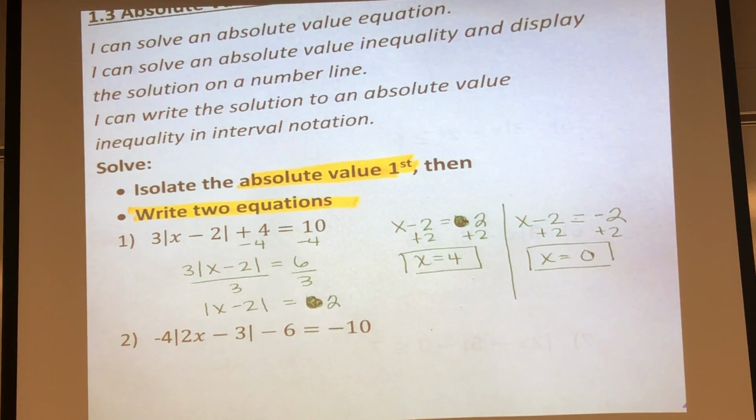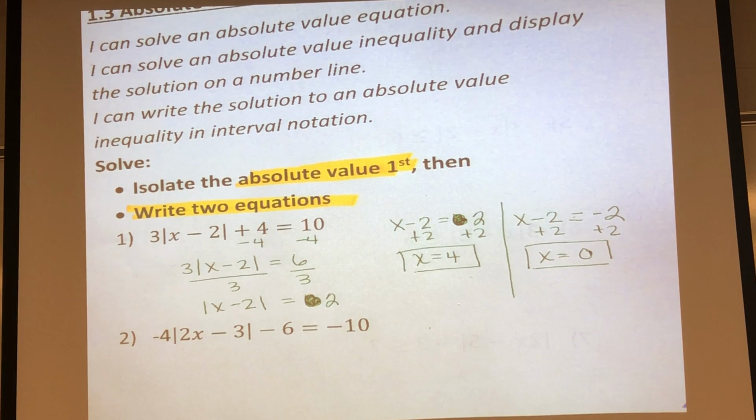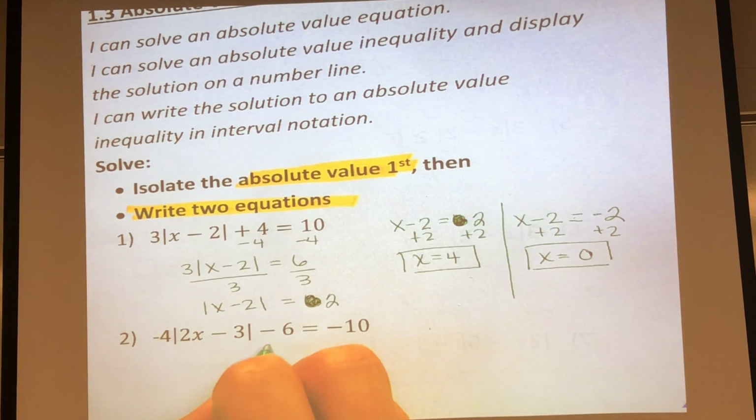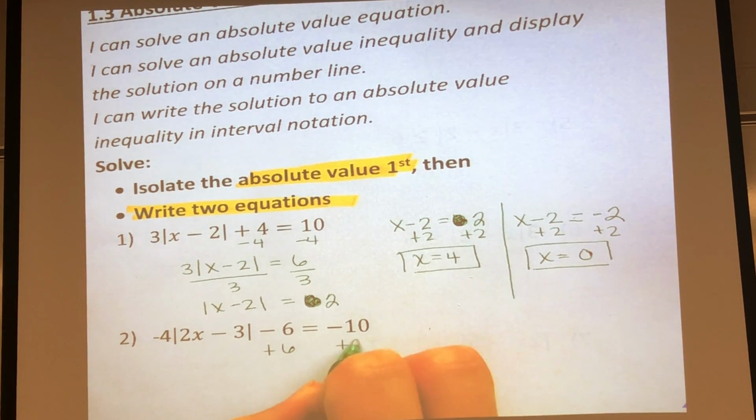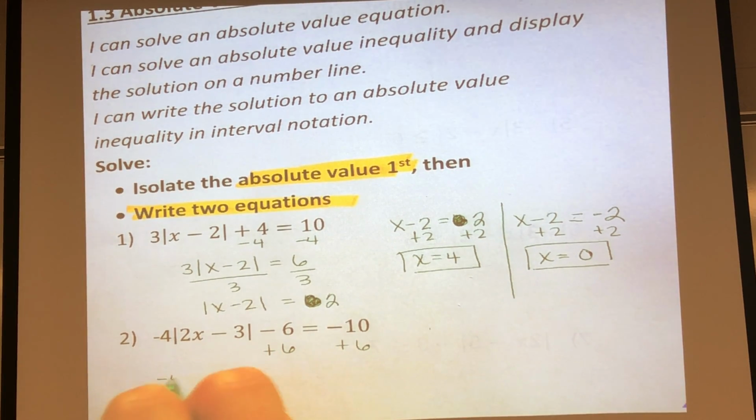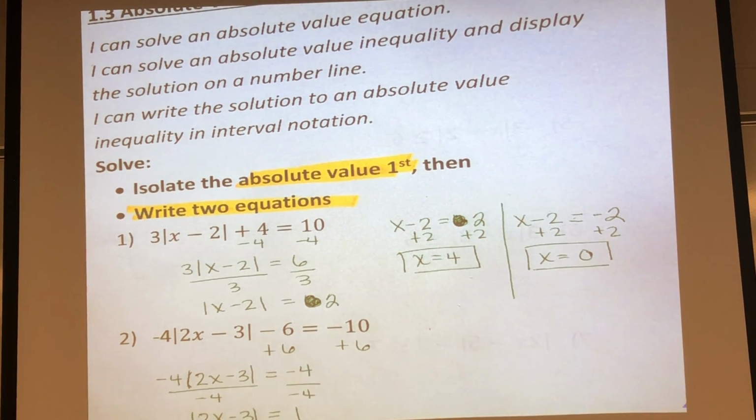So go ahead and write down number 2, push pause, solve it, and then come back and see if you got that right. Hopefully I'll do it right this time. So plus 6, negative 4, absolute value, 2x minus 3 equals negative 4. Divide both sides by negative 4. So we have absolute value of 2x minus 3 equals a positive 1.